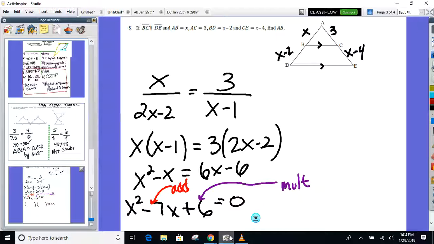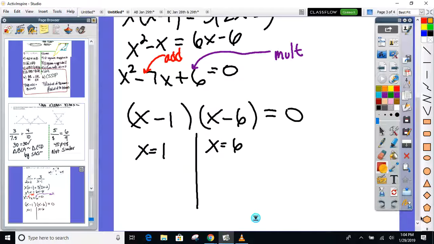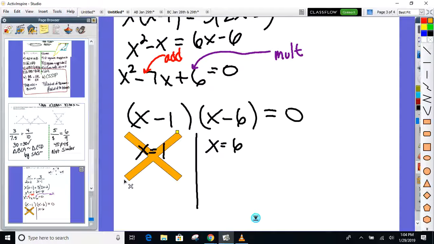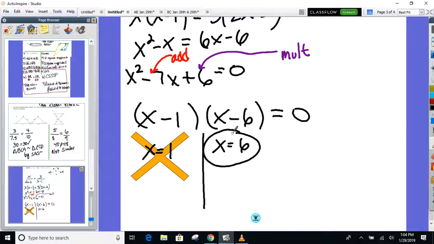X equals 1 plugged in for side BD gives me -1 for a side length, which cannot happen. So perfect example right now of, yes, 1 is positive, but when I plug it in, it gives me a negative side length. So that needs to be rejected. And the only answer I can fully accept is 6. We do not reject things if they're positive or negative. We reject them because when we plug them in, it gives us a negative side length. Questions there? Nothing else?